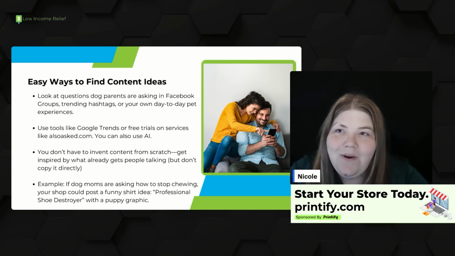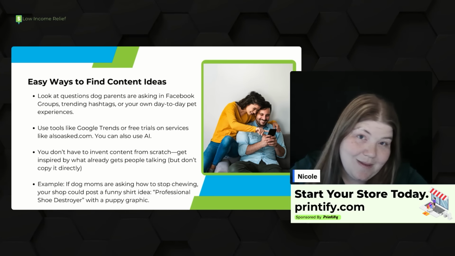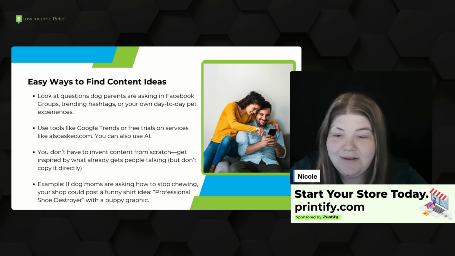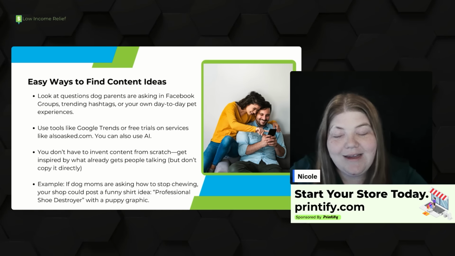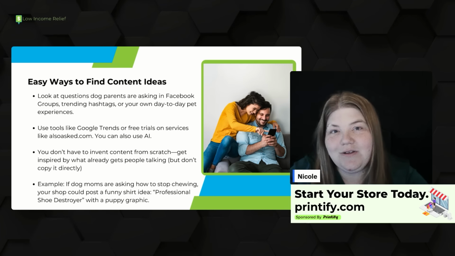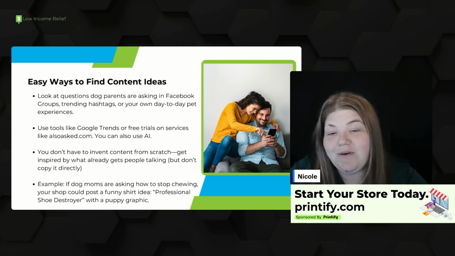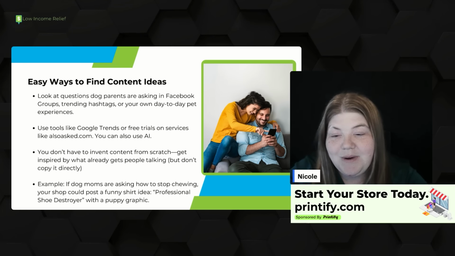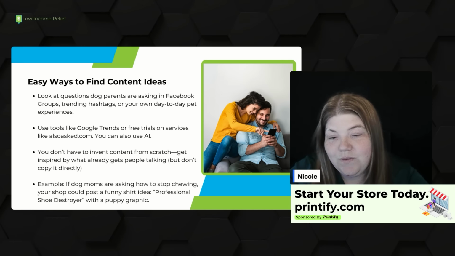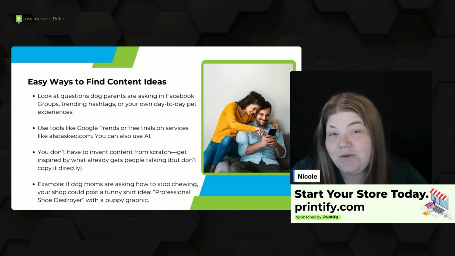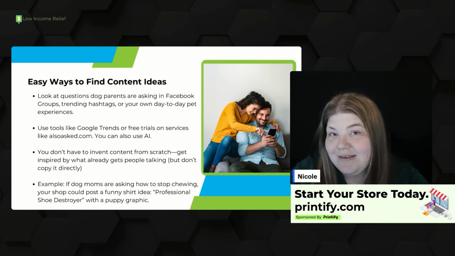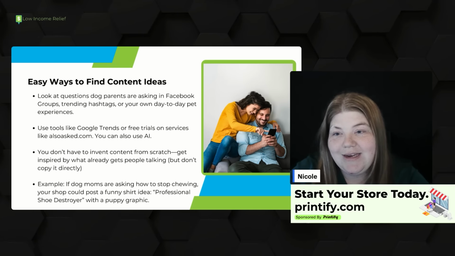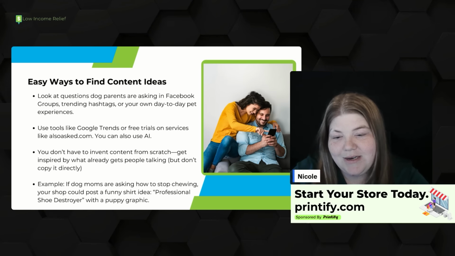Now, if you are wondering how on earth you're going to come up with ideas for all of this content that you'll need to create, like I said, AI is a great resource. You can also look at relevant questions that people are already asking on Facebook. You can look at trending hashtags, your own day to day experiences. There are free tools like Google Trends or even free trials on services like AlsoAsked that can help you find ideas for your content creation.